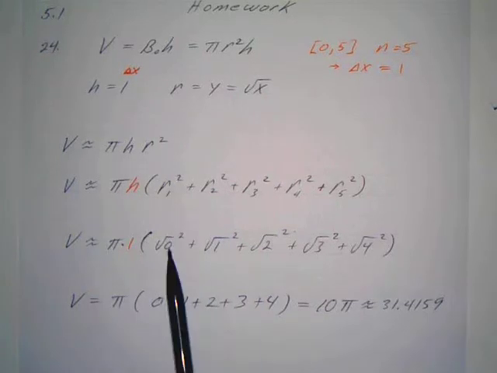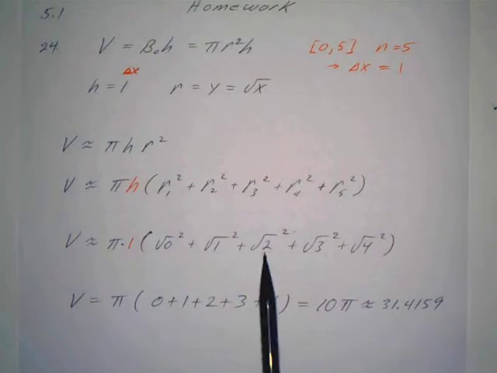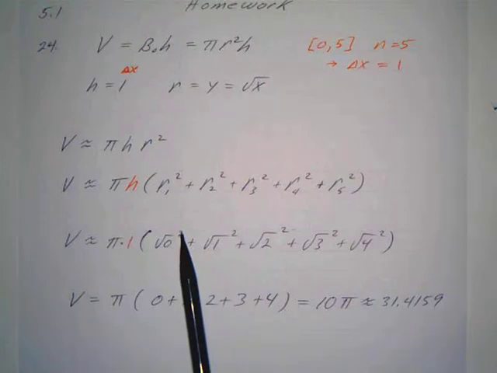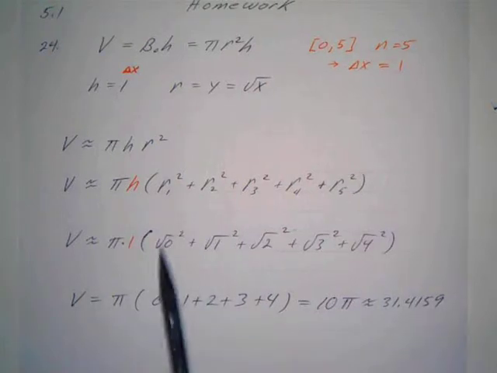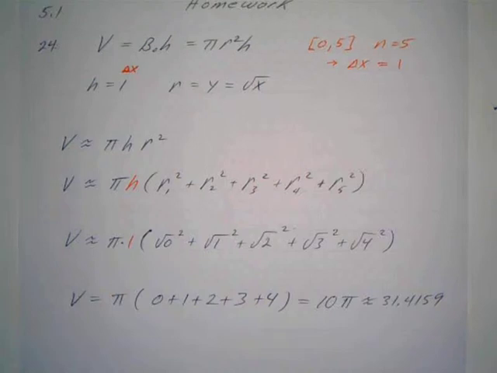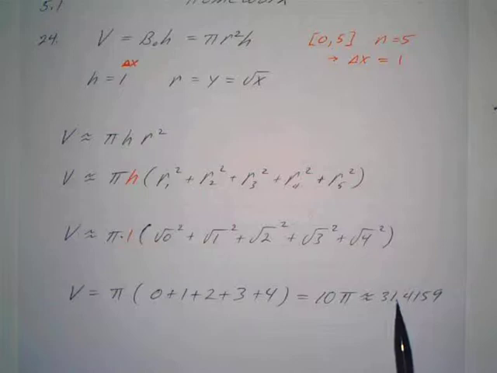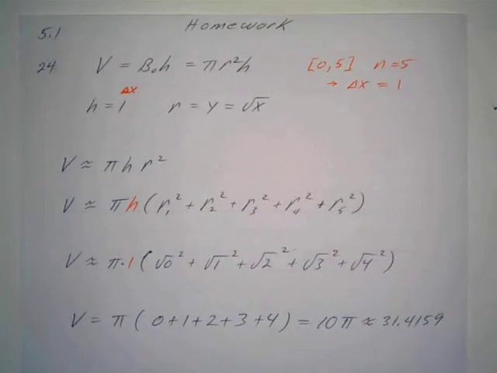So using the left endpoint, it's going to be the square root of 0 squared, the square root of 1 squared, the square root of 2 squared, the square root of 3 squared, the square root of 4 squared. That's nice because the squaring cancels out the square root in the equation of the curve. So we just end up with pi times 0 plus 1 plus 2 plus 3 plus 4. That's just 10 pi. Pi is 3.14159, so it's 31.4159. You just move the decimal point one place. So I didn't even need a calculator for that one. I hope that helps.